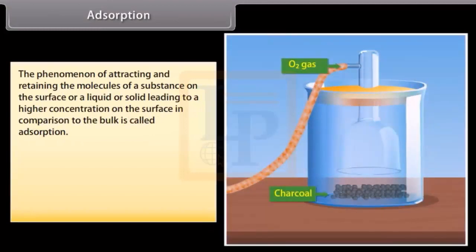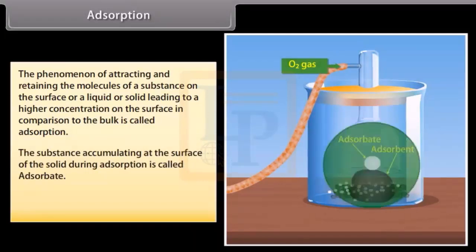The phenomenon of attracting and retaining the molecules of a substance on the surface of a liquid or solid, leading to a higher concentration on the surface in comparison to the bulk, is called adsorption. For example, when oxygen gas is taken in a closed vessel containing powdered charcoal, then the pressure inside the enclosed vessel decreases. This is due to adsorption of the gas molecules on the surface of charcoal.